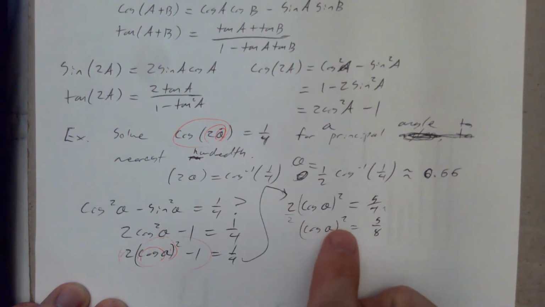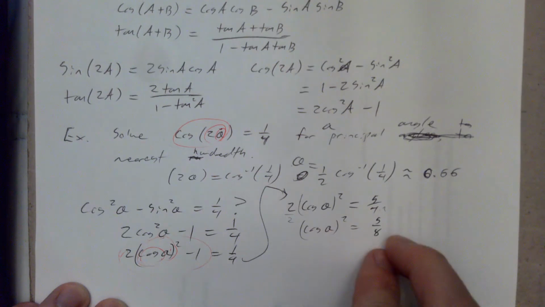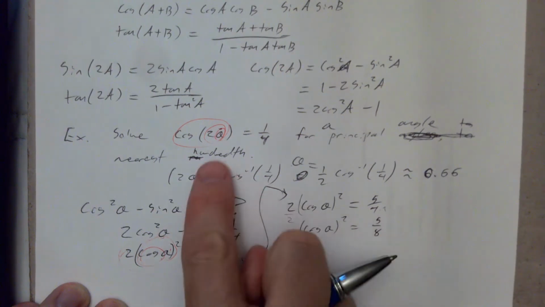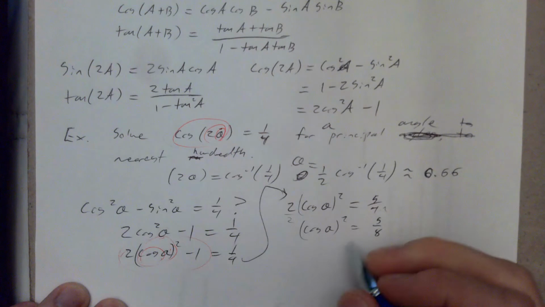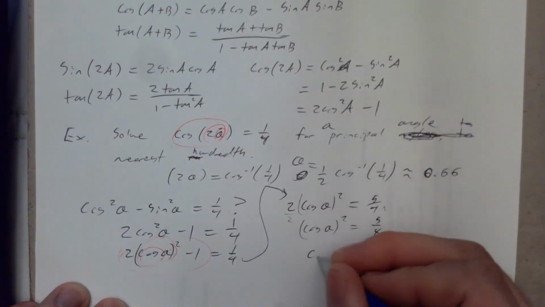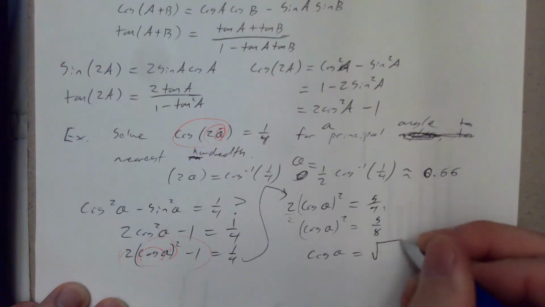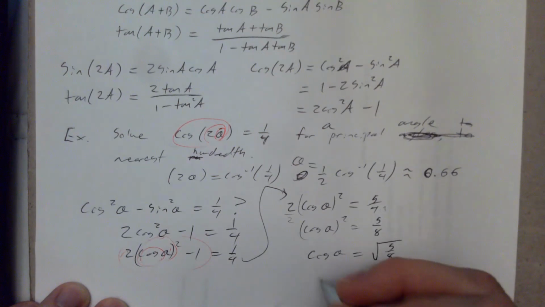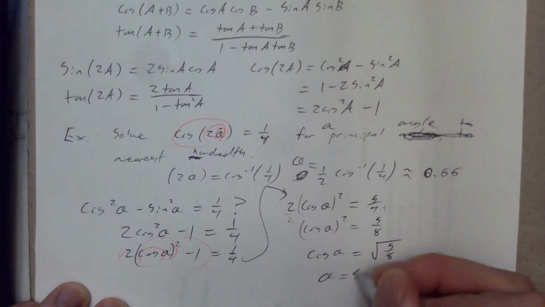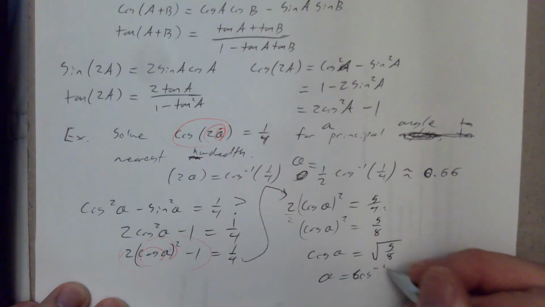Here's where undoing an even exponent will get me some of the other solutions that I would have to pay attention to later in this unit. Let's just find a solution and say then that one solution would be the cosine of theta is going to be the square root of 5/8. So theta is going to be the inverse cosine of the square root of 5/8.